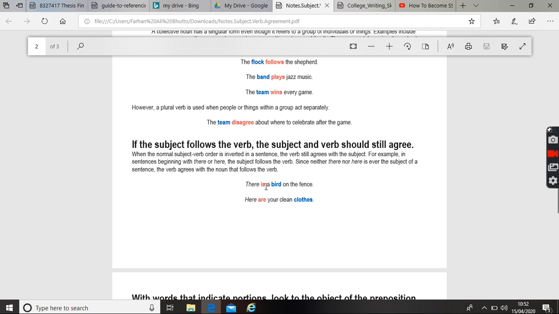So you say, there is a bird on the fence. But if you're talking about birds, you cannot say there is birds on the fence. So we're using there are birds on the fence. So this verb will go with this subject. Here are your clothes, but here is your dress.